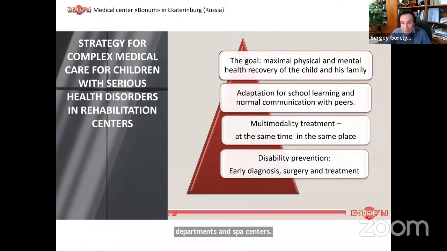So, to conclude, the strategy for the complex medical care for children with serious healthcare disorders may be the following, so we may discuss it. The goal is the maximum physical and mental health recovery of a child and his family, adaptation for school learning and normal communication with peers, multimodality treatment at the same time in the same place, and disability prevention, which includes early diagnosis, surgery, and treatment.